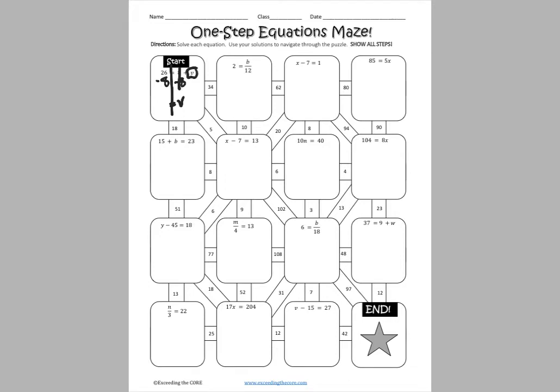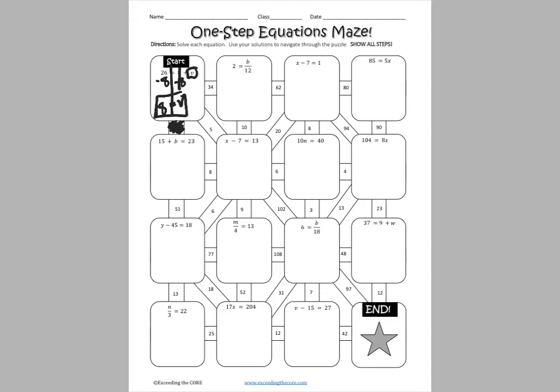Right, exactly, 18. So v equals 18, which is this pathway right here. So what you want to do is, if you looked at the directions, it says solve each equation, then use your solutions to navigate through the puzzle. So I'm going to color in this pathway because we used 18. Now I'm going to go on to this problem. 15 plus b equals 23.